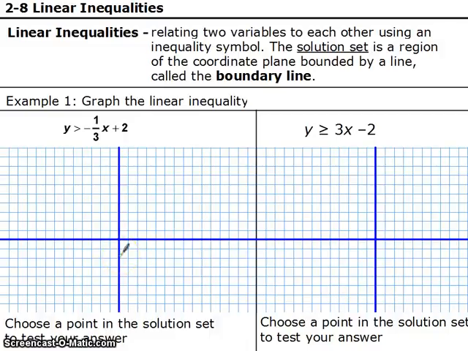All right, guys, we've learned how to graph linear functions. So the next logical step is to be able to graph linear inequalities. Same graphing as we've done before, except we're going to shade it, and you might use a dotted line sometimes instead of a solid line.